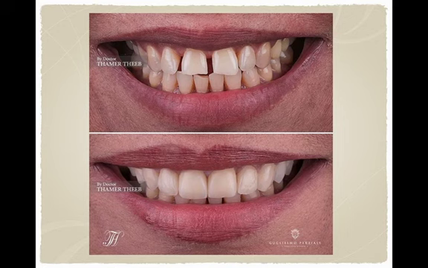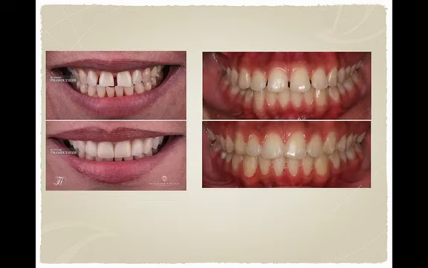It's nice results. So which one is better? Is it better to close the spaces using orthodontic treatment, or is it better to close the spaces using veneers? This depends on many factors. So let's start with the advantages of orthodontic treatment.